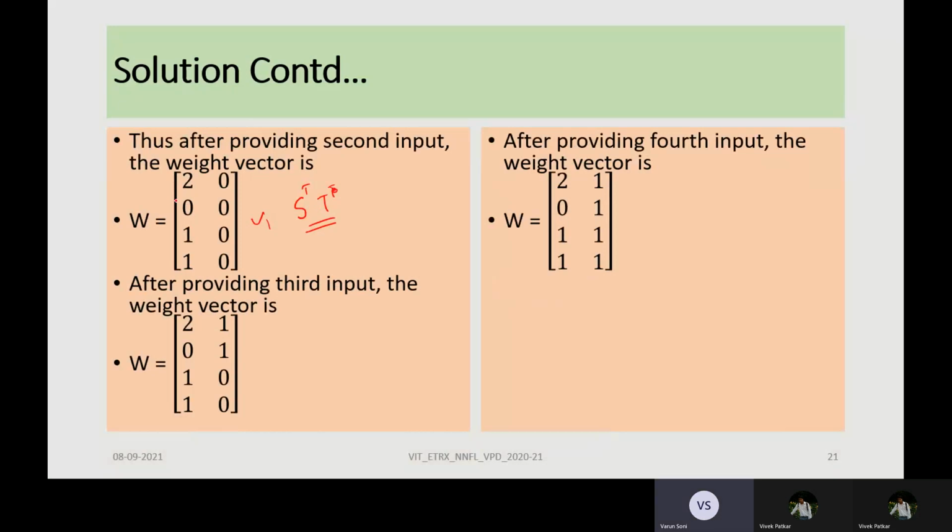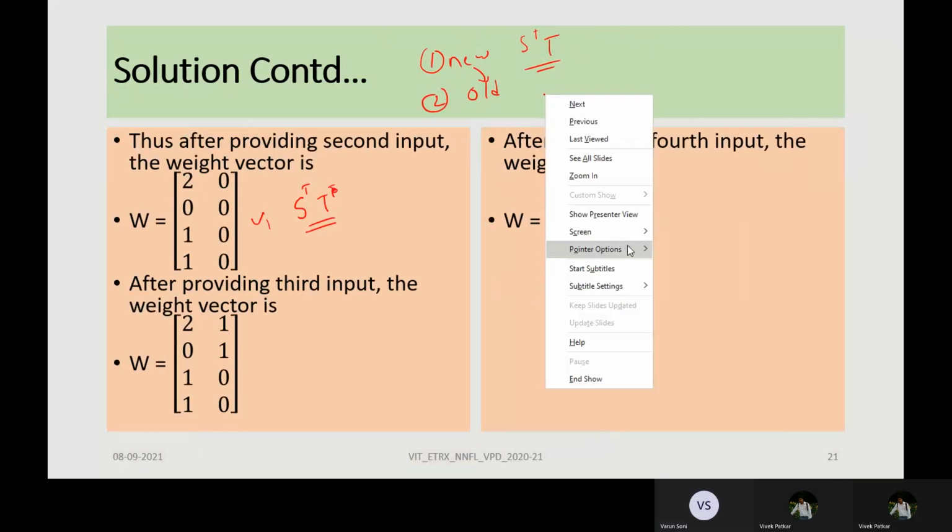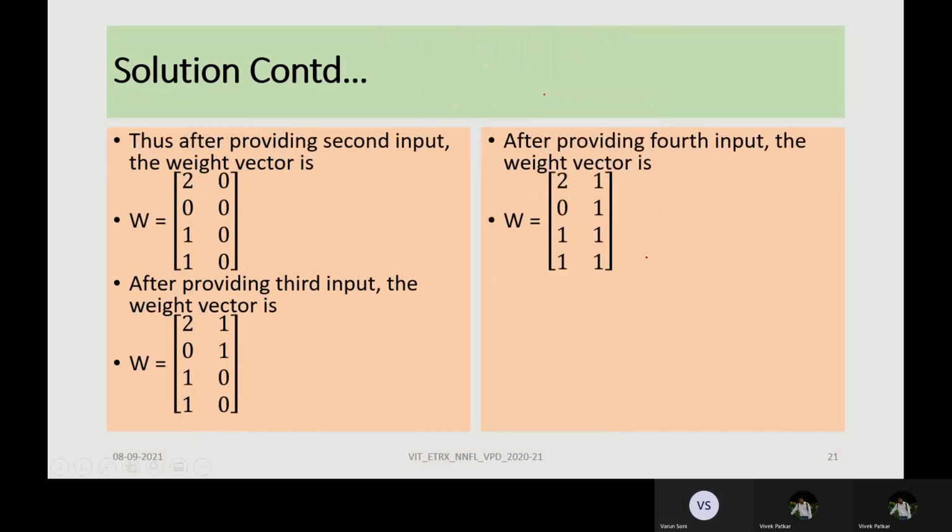Got it? Yes, sir. मतलब मैंने पहला पैटर्न का जो न्यू वेट्स आया था उसको मैंने सेकेंड पैटर्न का ओल्ड वेट्स लिया है. Got it? Correct, sir. So अगर W1 W2 करना है तो it should be S into S transpose into T हर एक पैटर्न का and then I have to add it. Is it clear? जो हमने पहले प्रॉब्लम में किया है लास्ट में एसोसिएटिव मेमोरी का. Okay, sir. So this is your final weight matrix. That's all.